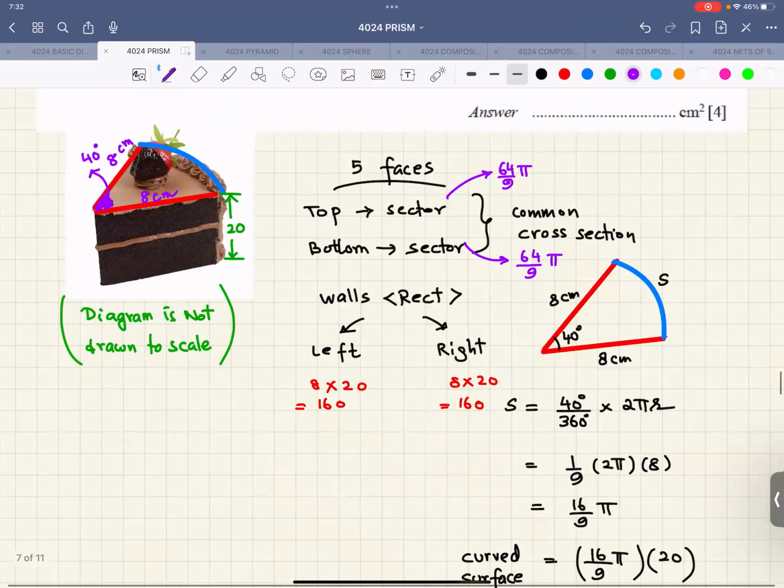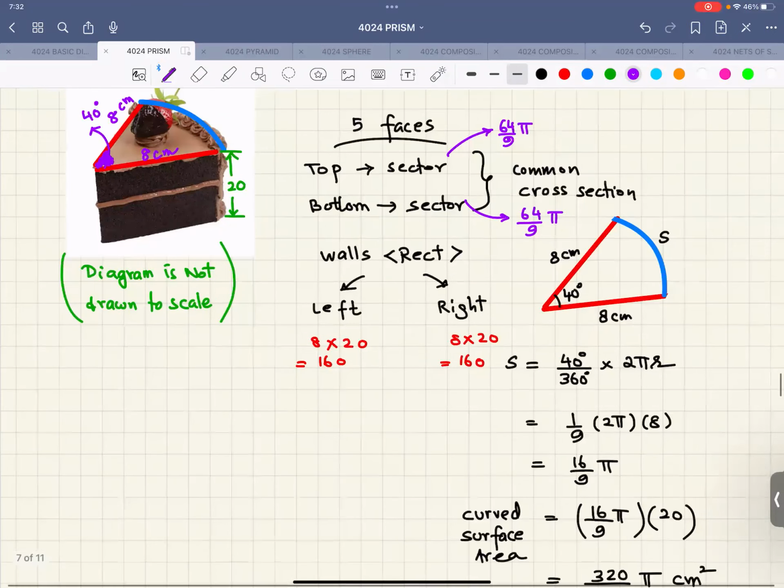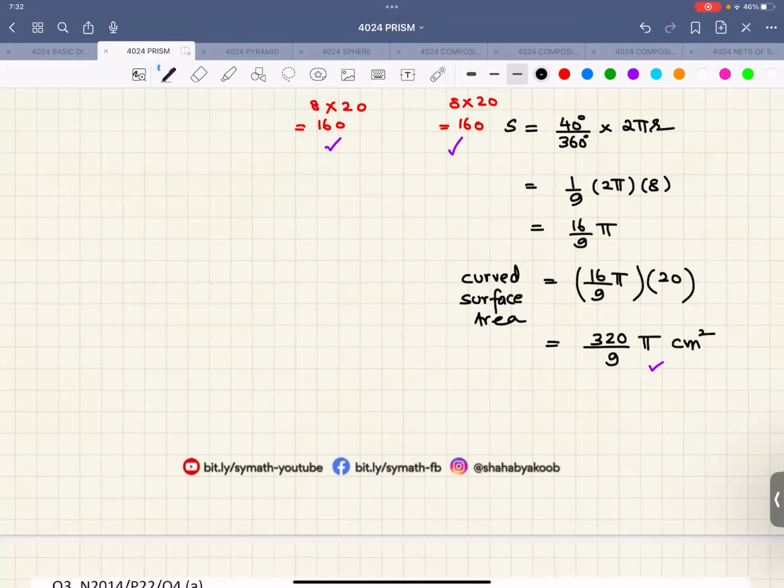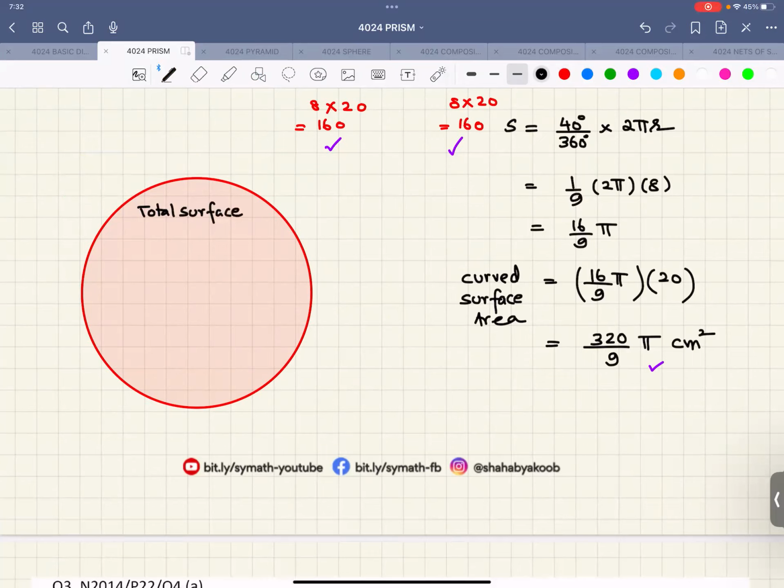Now let's add it all up. 1, 2, 3, 4, and this one, that's 5. So therefore, let me draw a box. The total surface area is the area of all these 5 faces.